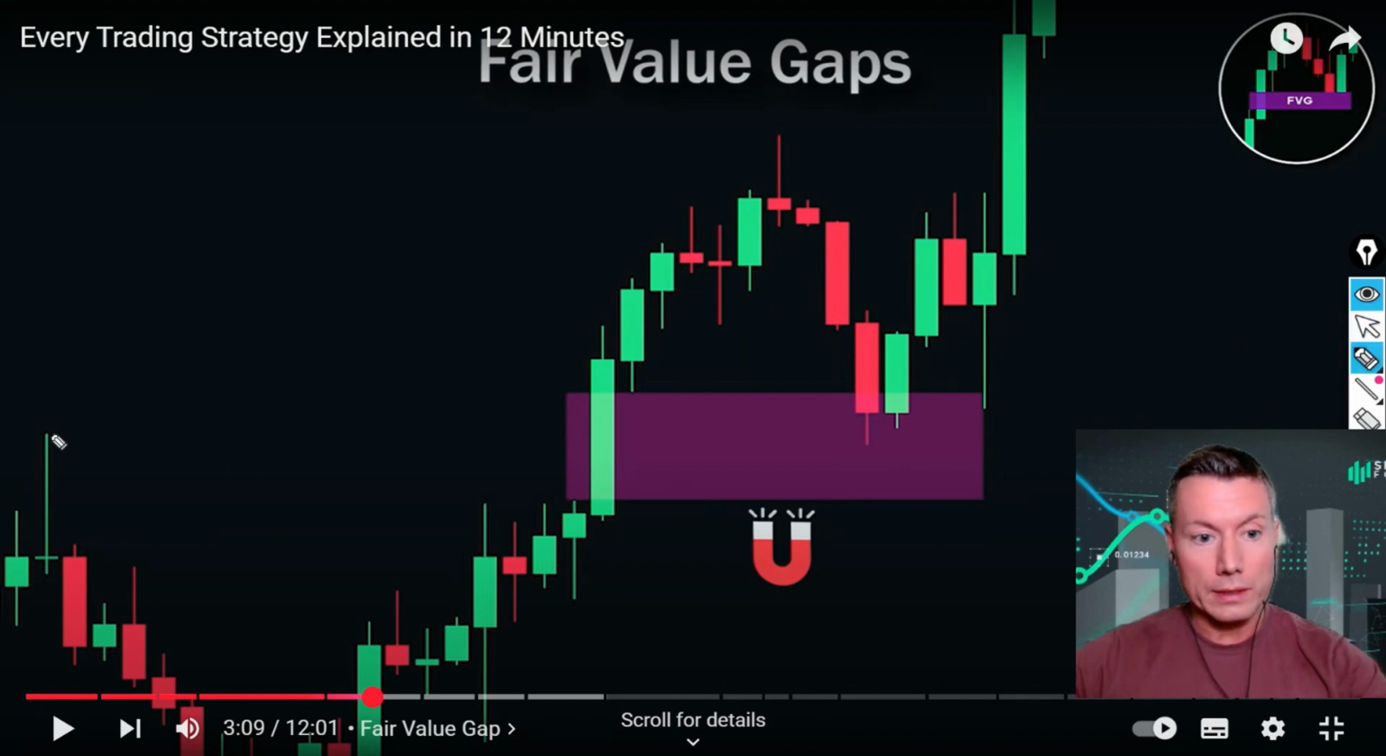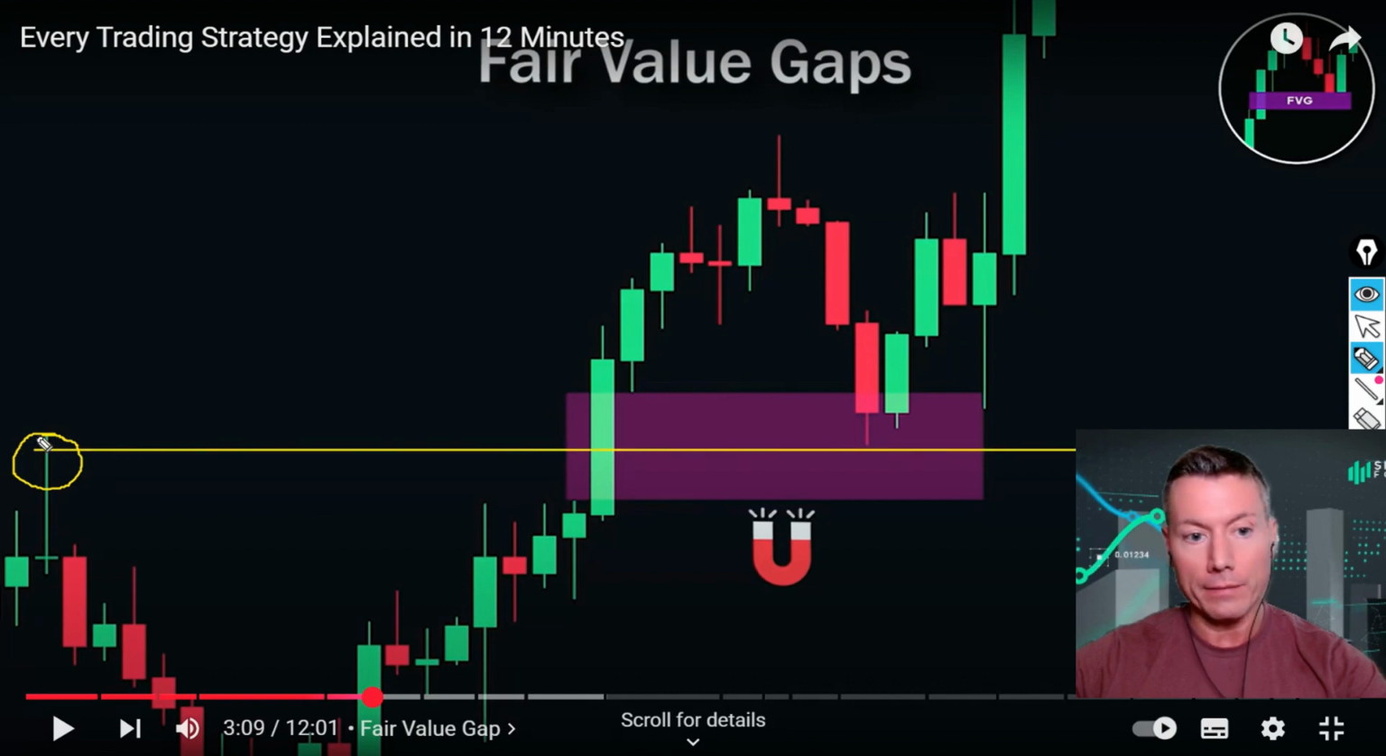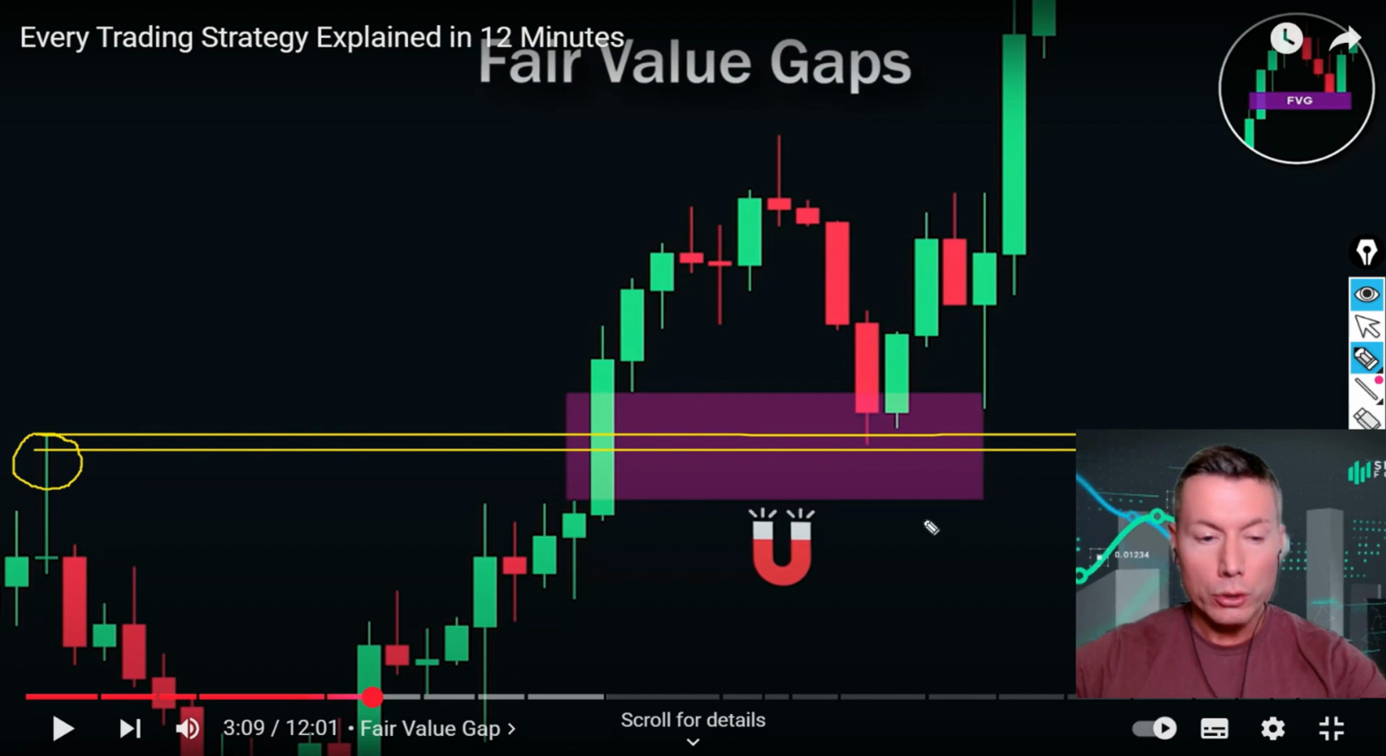You've got this last high over here where price has reacted. If I drew a level from that last high, you can see that's exactly where price reacts. That is a support level. A lot of the time, these support and resistance levels or fair value gaps overlap each other.